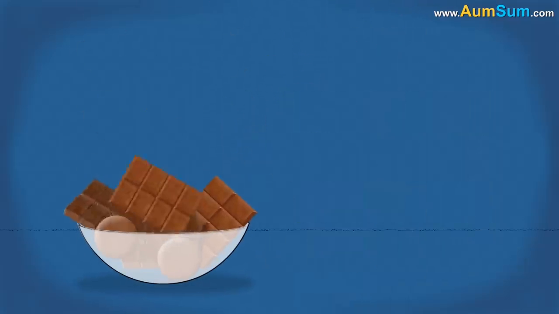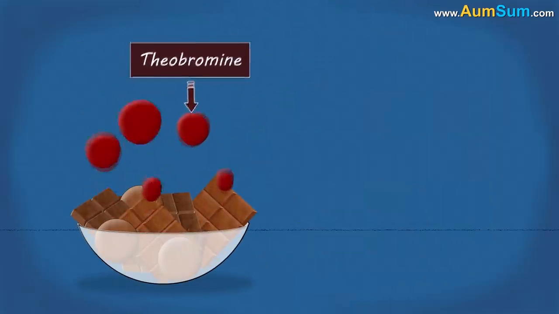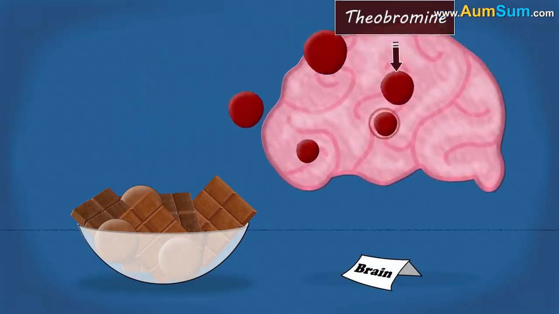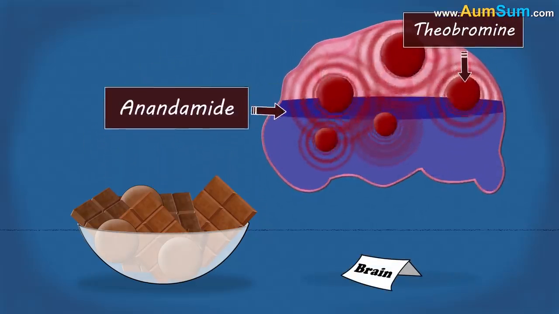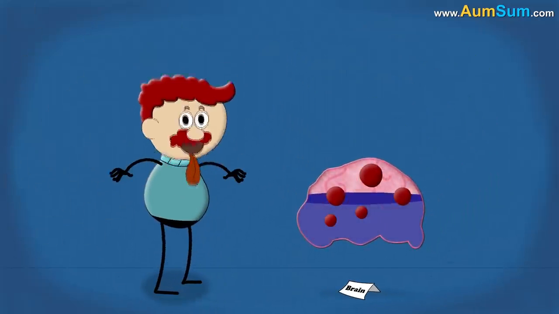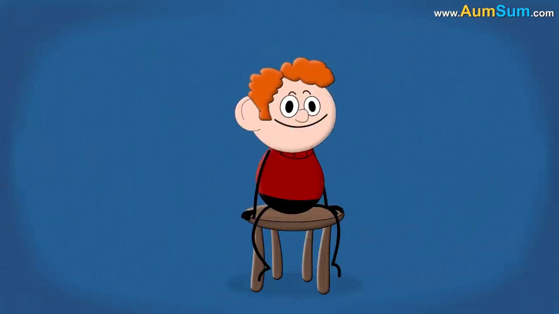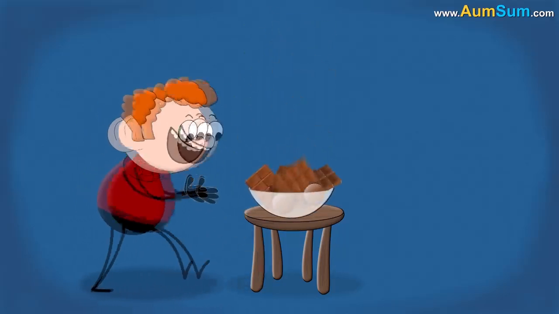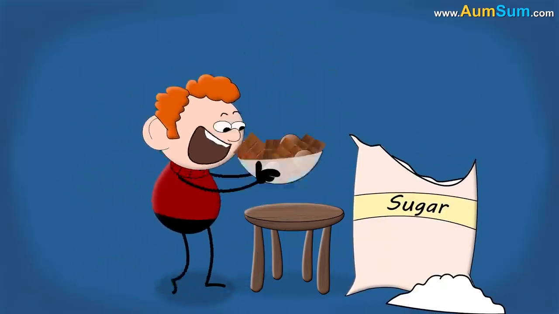Some chocolates also contain substances like theobromine. It is thought that this theobromine makes our brain produce anandamide by itself, making sure that we feel blissful after eating chocolates. In addition to this, most types of chocolates contain sugar to make them taste sweet.